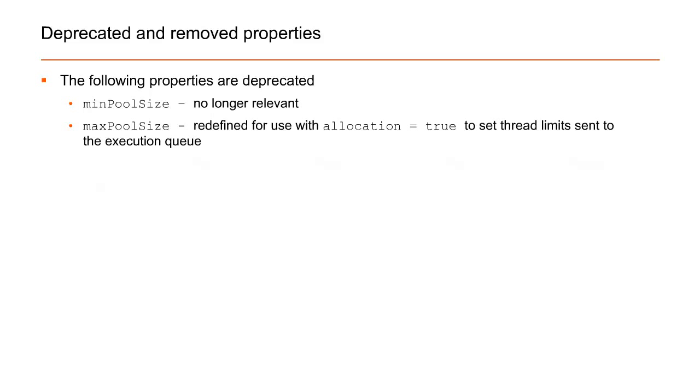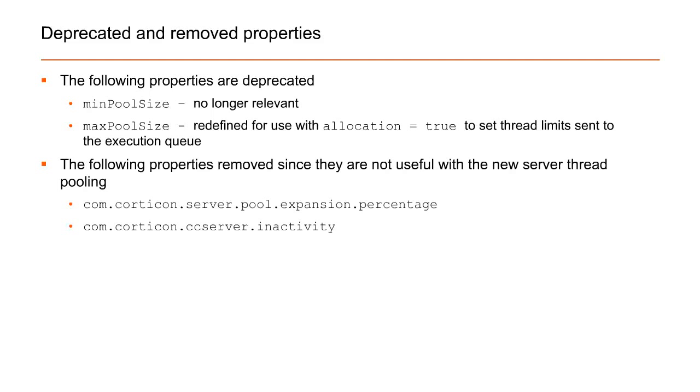These enhancements have resulted in the deprecation and removal of a few properties. The min pool size is deprecated and no longer relevant. The max pool size has a new usage, but only when combined with allocation being set to true. Lastly, the following properties associated with decision-level thread pooling have been removed.